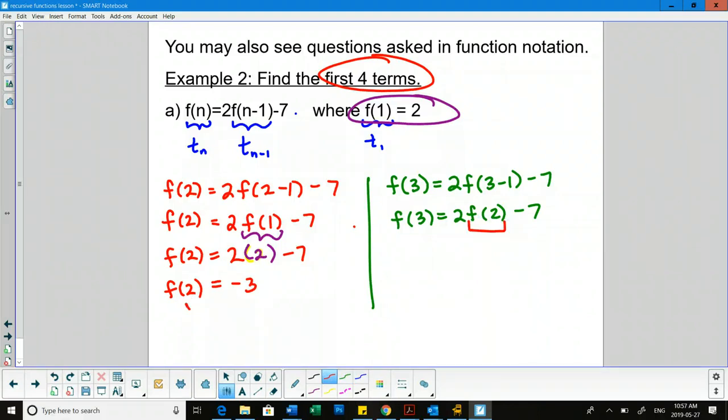This is equal to negative 3. We just found it over here. Perfect. So we're going to plug that in from our last calculation, and then I'll get negative 6 minus 7, giving me negative 11.